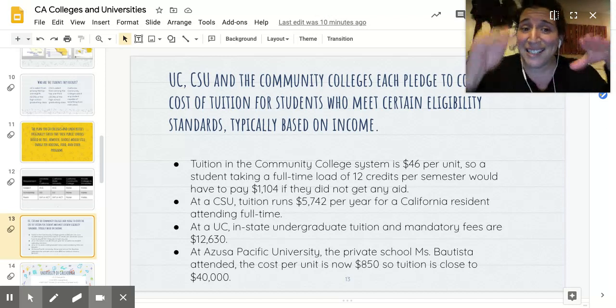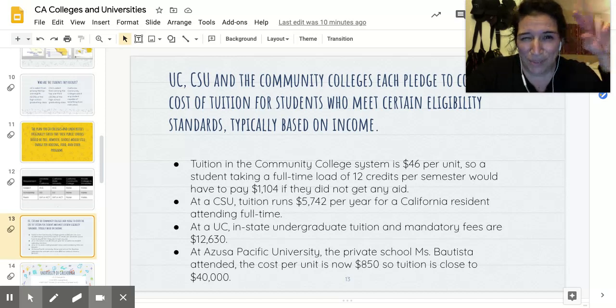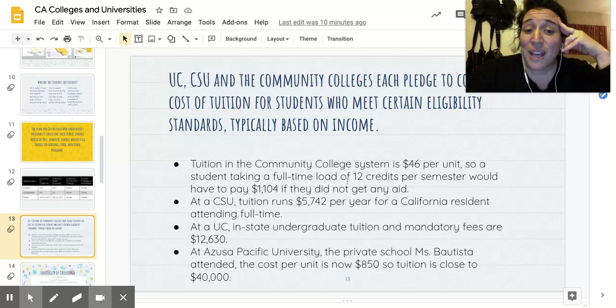However, it is tiered. Tuition in the community college system is $46 per unit. So a student taking a full-time load of 12 credits per semester, remember that number, 12 credits is usually what it means to be full-time, would have to pay $1,104 if they did not get any aid. But typically everybody gets the first year free in California.